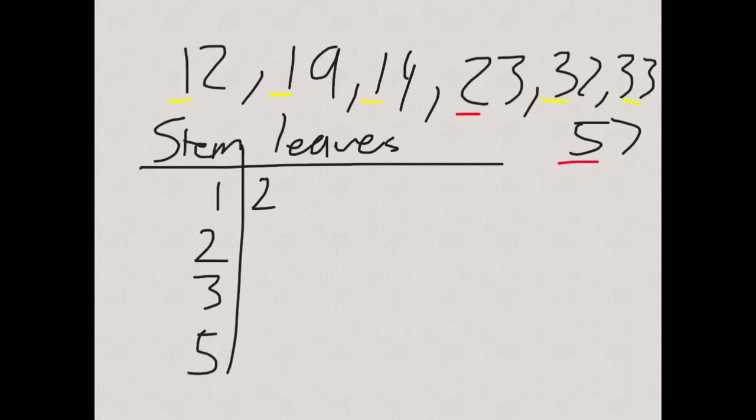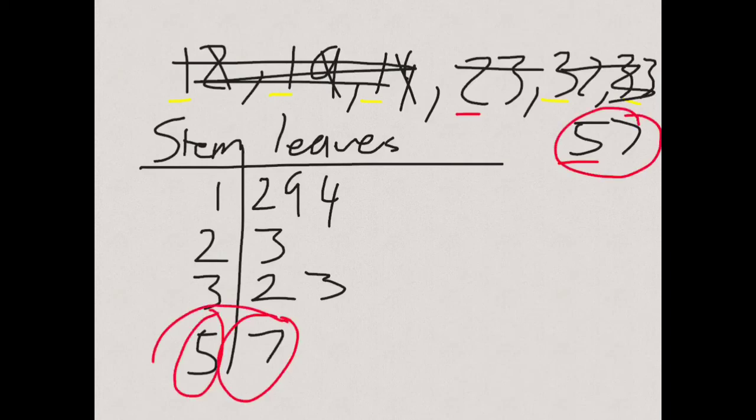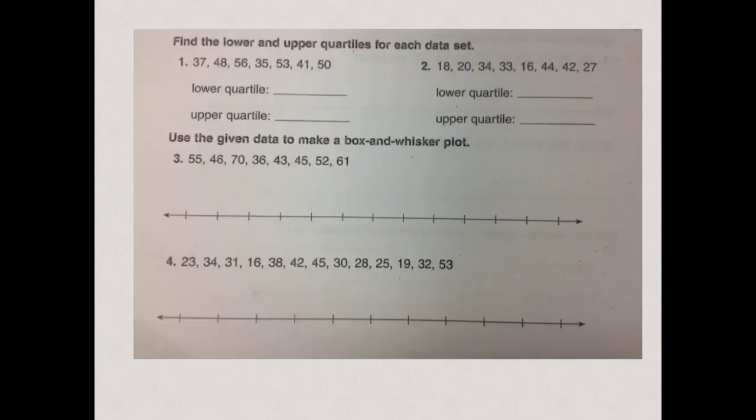So I have 12, 19, 14, so these are done. 23 is done. 32, 33, and then 57. So it's read as 57. Here's the 5 and the 7 together is 57. The other video goes into more detail about that, so go ahead and watch that. Any video pretty much from this week will cover material that's going to be on the test.